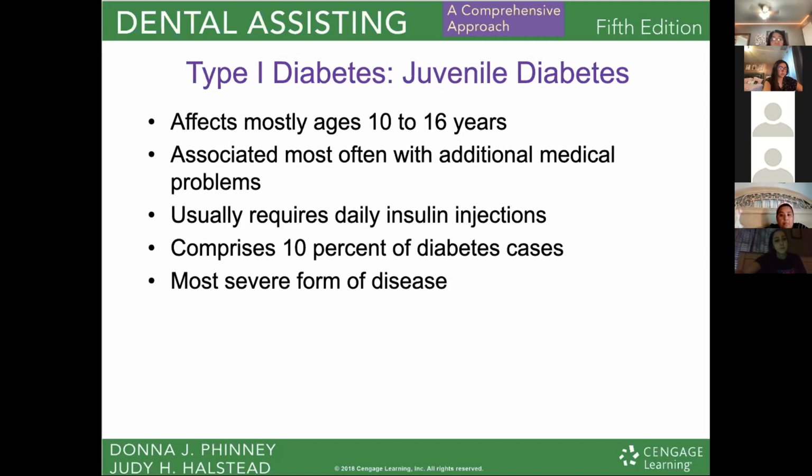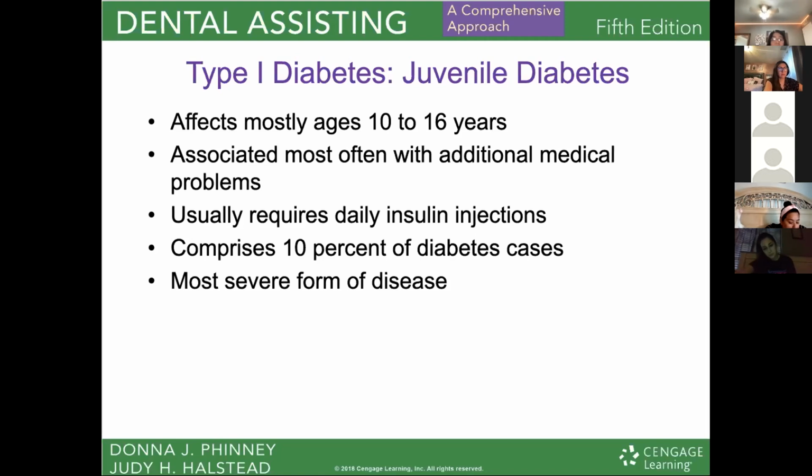This is often associated with additional medical problems. They require daily insulin injections, and this is the most severe form of the disease. I just want to make sure everybody's educated on this. Type 1 diabetes is very different from type 2 diabetes. Type 1 diabetes is not caused by bad or poor diet, or by not exercising or things like that. Type 1 diabetes is actually an autoimmune issue.